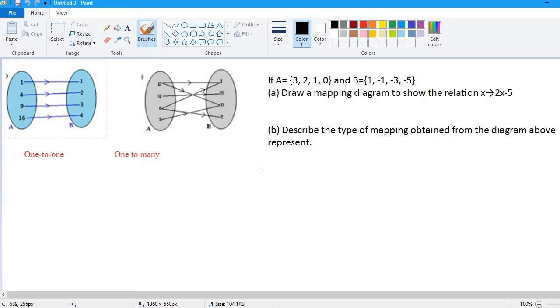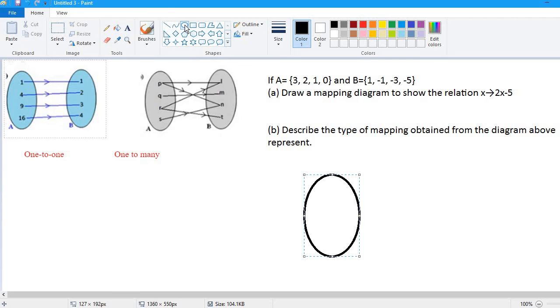All right, let's look at this example. It says if A has the elements 3, 2, 1, and 0, and B has the elements 1, -1, -3, and -5. First, it asks us to draw a mapping diagram to show the relation x mapped onto 2x minus 5. So let's go ahead and draw our mapping diagram.